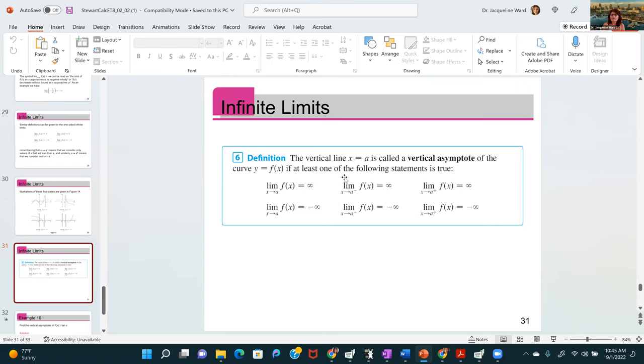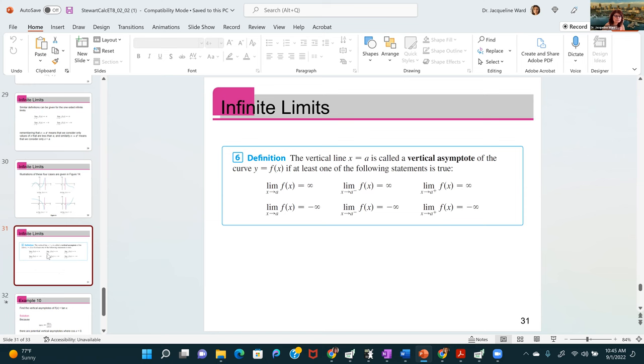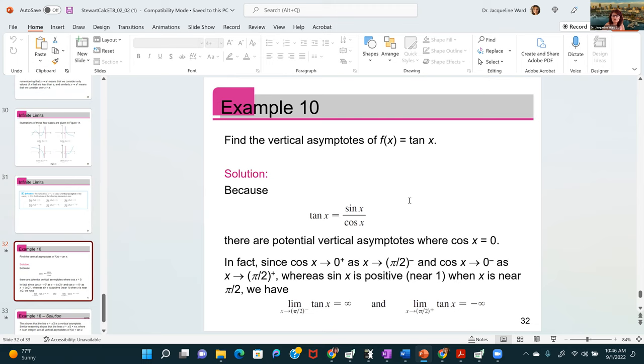Okay, this is actually a way to define these vertical asymptotes. You guys probably remember these from algebra and pre-calculus, with rational functions. So the vertical line x equals a is called the vertical asymptote of a curve if at least one of these statements is true. So if you have a limit where the function goes to positive or negative infinity, you get a vertical asymptote, whether it's a full limit from both sides or a one-sided limit. And this is a nice example.